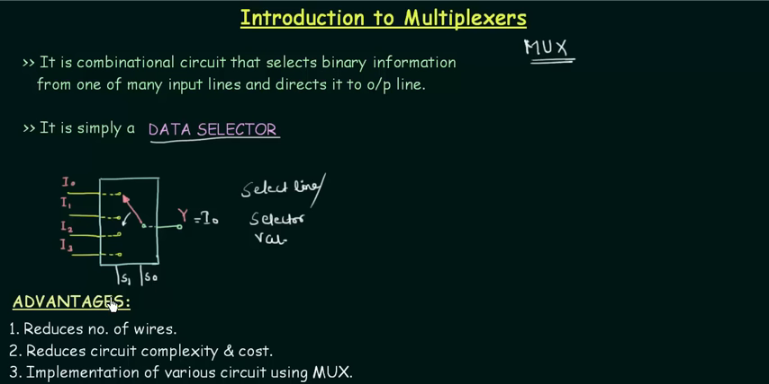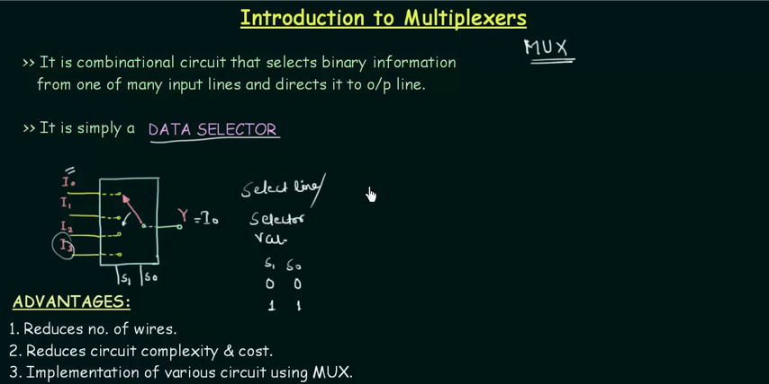So when the values of S0 and S1 are 00, let's say this is your S0, this is your S1, then the input I0 will be selected and output Y will be I0. Very simple. Similarly, when S1 and S0 are 11, the input I3 is selected as the output Y. So I think it is now a little bit clear to you. We will see this in great detail in the coming presentations.